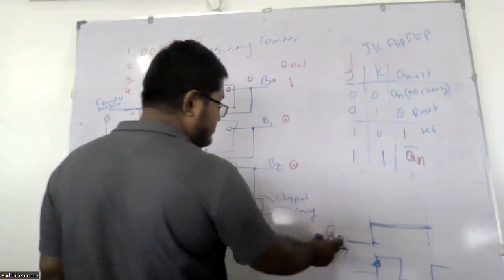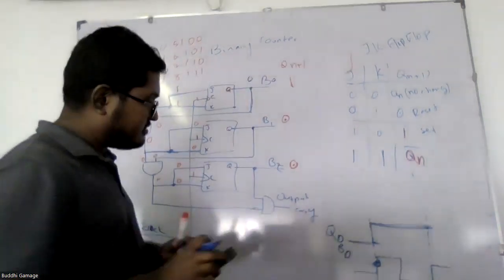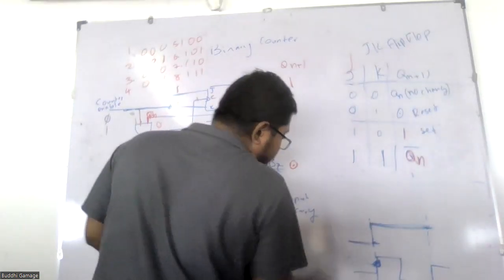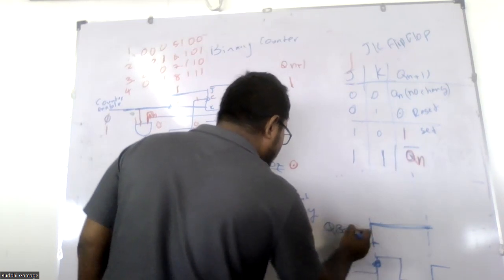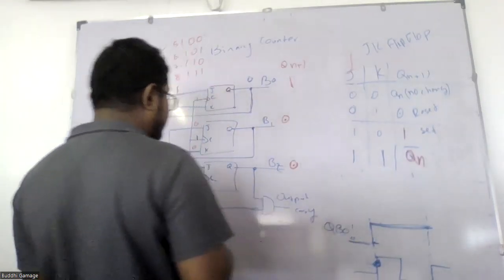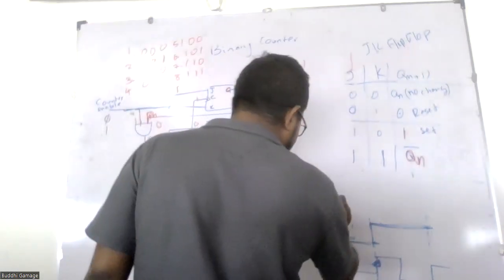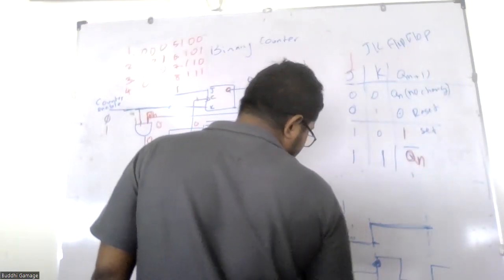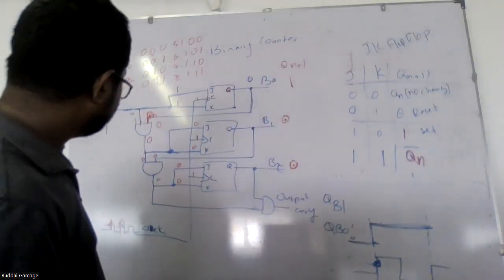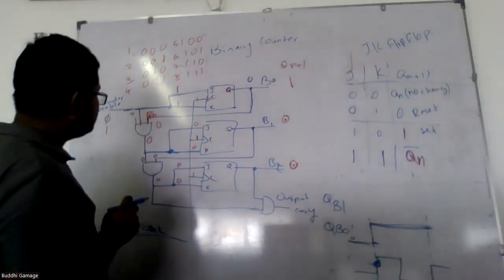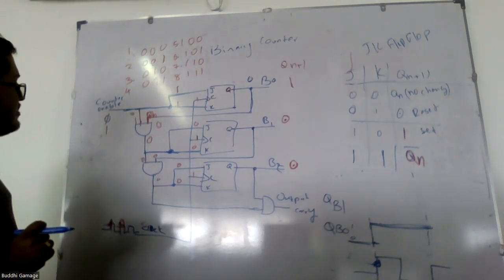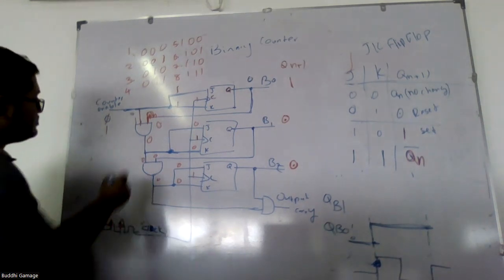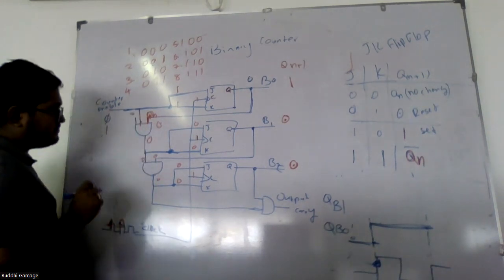Q0 is the B1, right? So you know QB0. This is what happened to QB0. Let's consider QB1. What will happen to QB1, right? For the initial pulse, right? So in the initial pulse, you know this was 1.